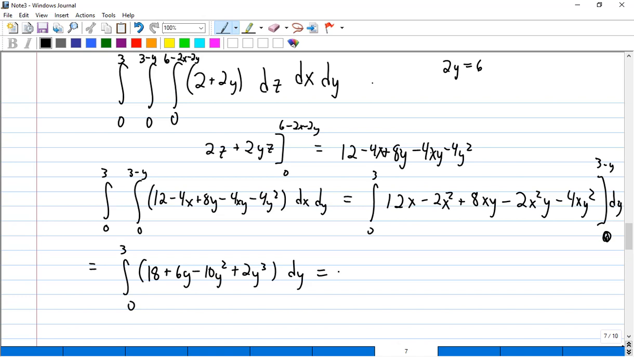So now, here's the last part. We integrate now with respect to y. We have 18y plus 3y squared minus 10y cubed over 3 plus 1/2, yeah. So that's going to be y to the 4th over 2, evaluated from 0 to 3. Of course, you got a y everywhere, so the 0 gives you 0. That's great. Plug in the 3 and put all those fractions together, and you get 63 over 2.